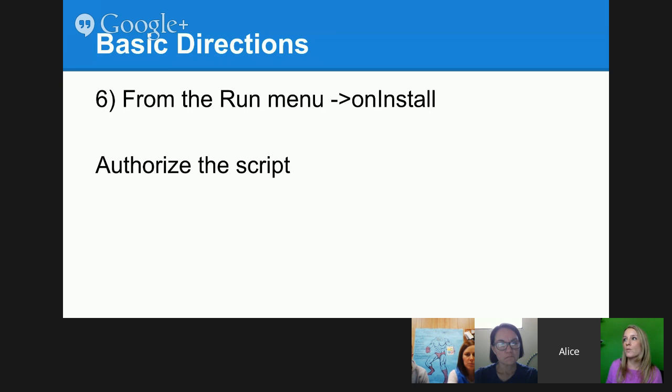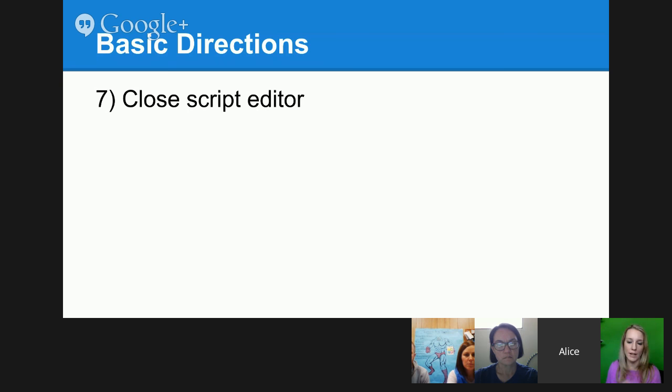So from the Run menu in the script, you want to run onInstall, so it installs it to the add-on menu, and it's going to ask you to authorize the script. You don't have to do any coding, but you will have to copy and paste the code in there. So we're going to do that. And then you can just go ahead and close out of the script editor once it's authorized and it's run.